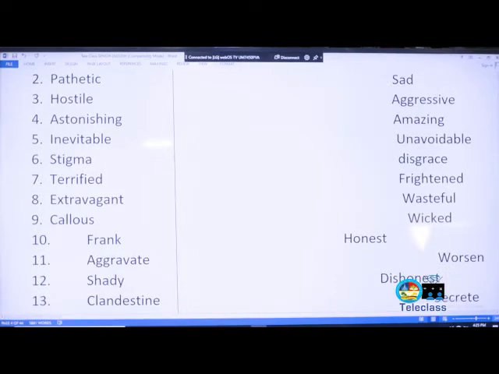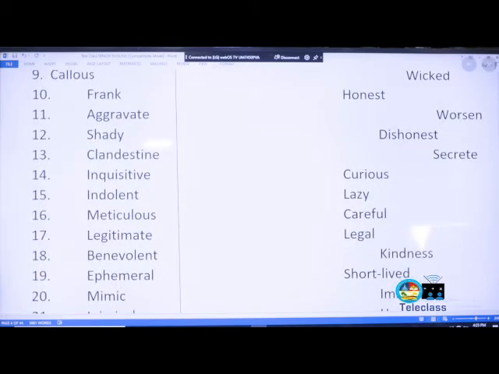Then the next word there is clandestine. Clandestine means secret. Then we have inquisitive. When you are inquisitive, it means you are curious, you want to know everything. Then we go over to the next one, which is indolent. Indolent means lazy. Then we have meticulous. When you are meticulous, it means you are careful. You do things carefully.